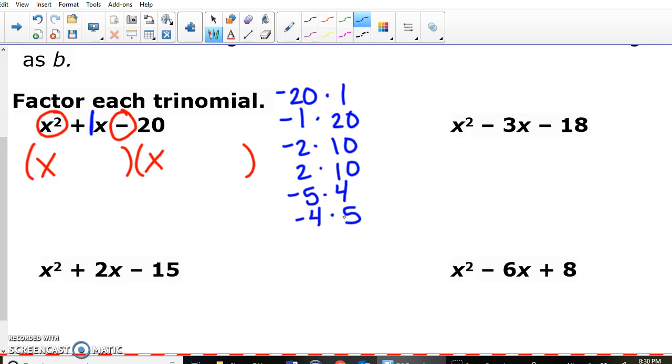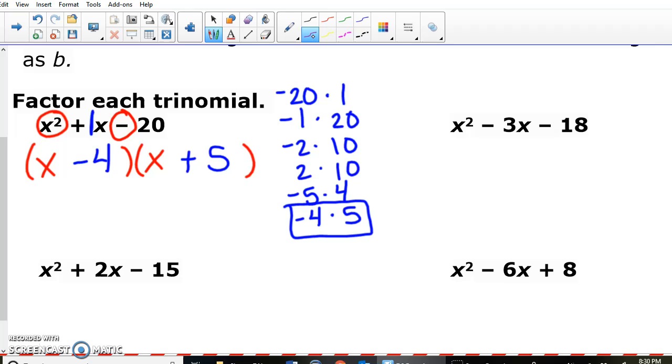But then my big question becomes, which one together adds to equal a positive 1? In that case, it would be this one. 5 plus negative 4 gets me a positive 1. So I would have x minus 4 in one binomial and x plus 5 in the other. Okay, remember, quick check: negative 4 times 5 gets me my negative 20. Negative 4 plus 5 gets me my positive 1. Remember, you can FOIL it out as well in order to check.